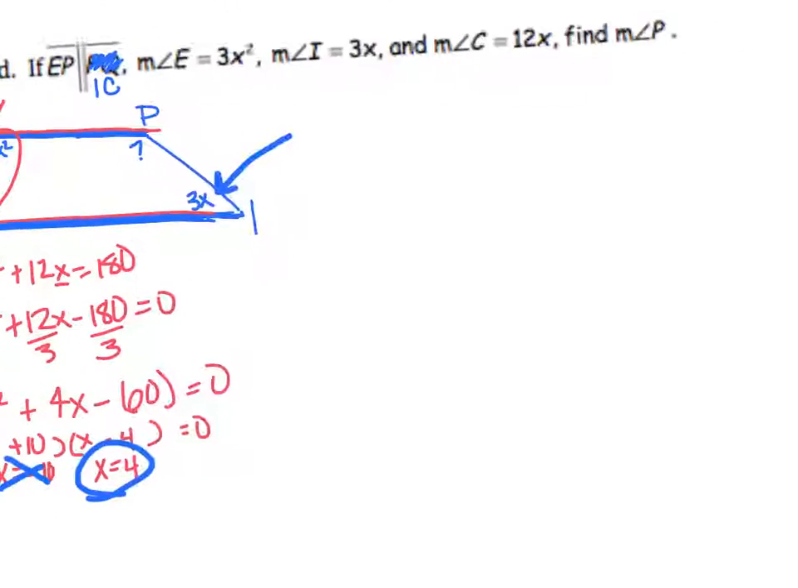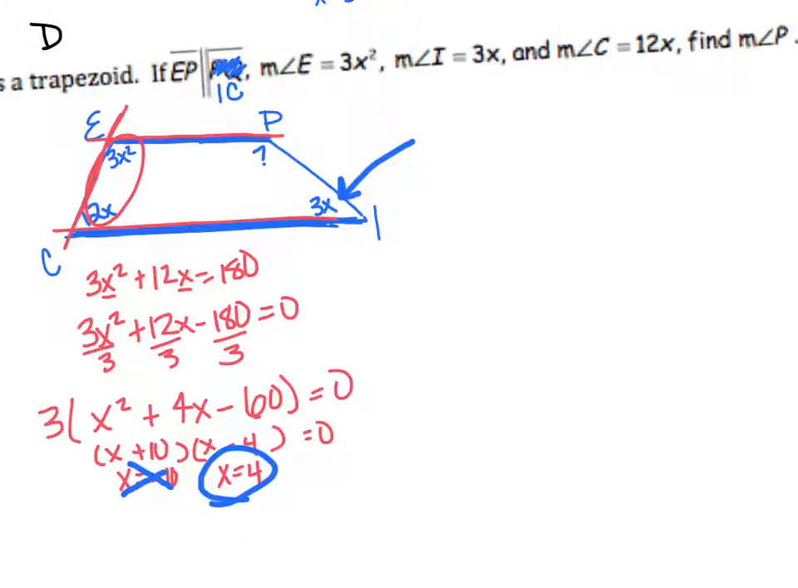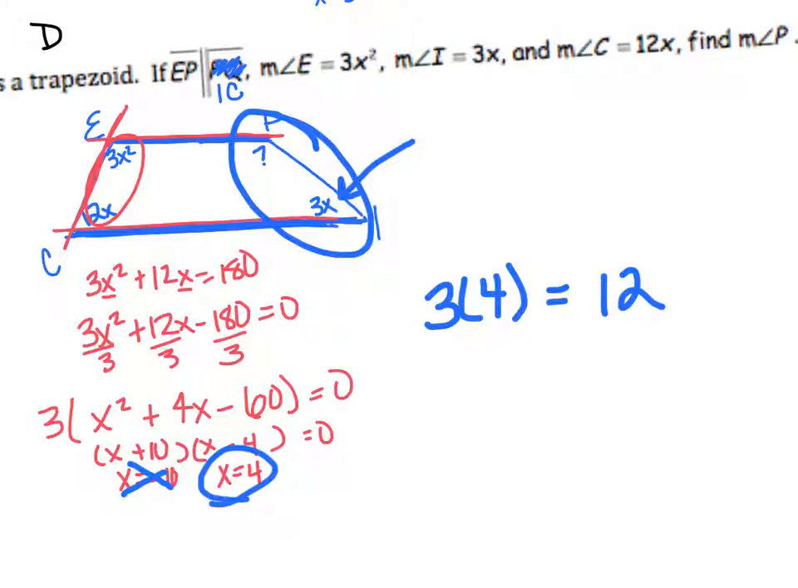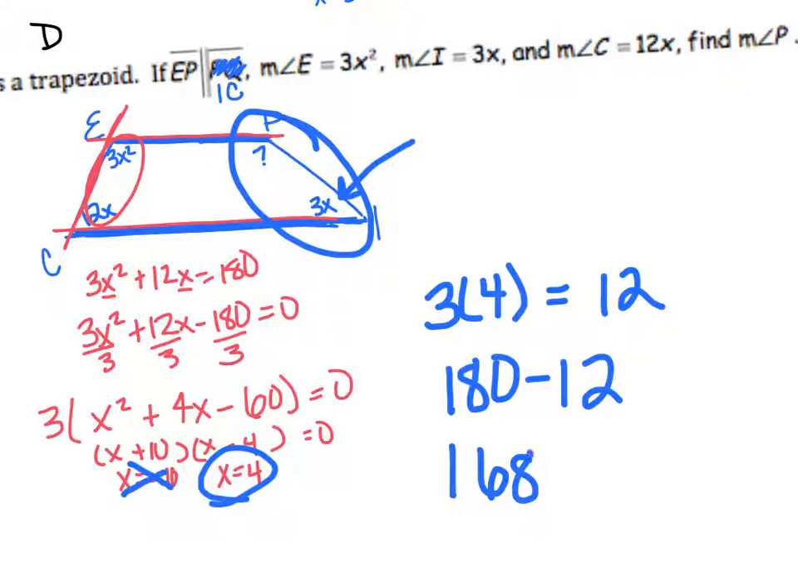If we want to go and find angle P, like on the left-hand side where E and C were supplementary, P and I are supplementary. So if I find angle I by substituting x, which was 4, it's going to be 12. I'm going to take 180 and subtract 12, and that's going to get me 168, which is the measure of angle P.